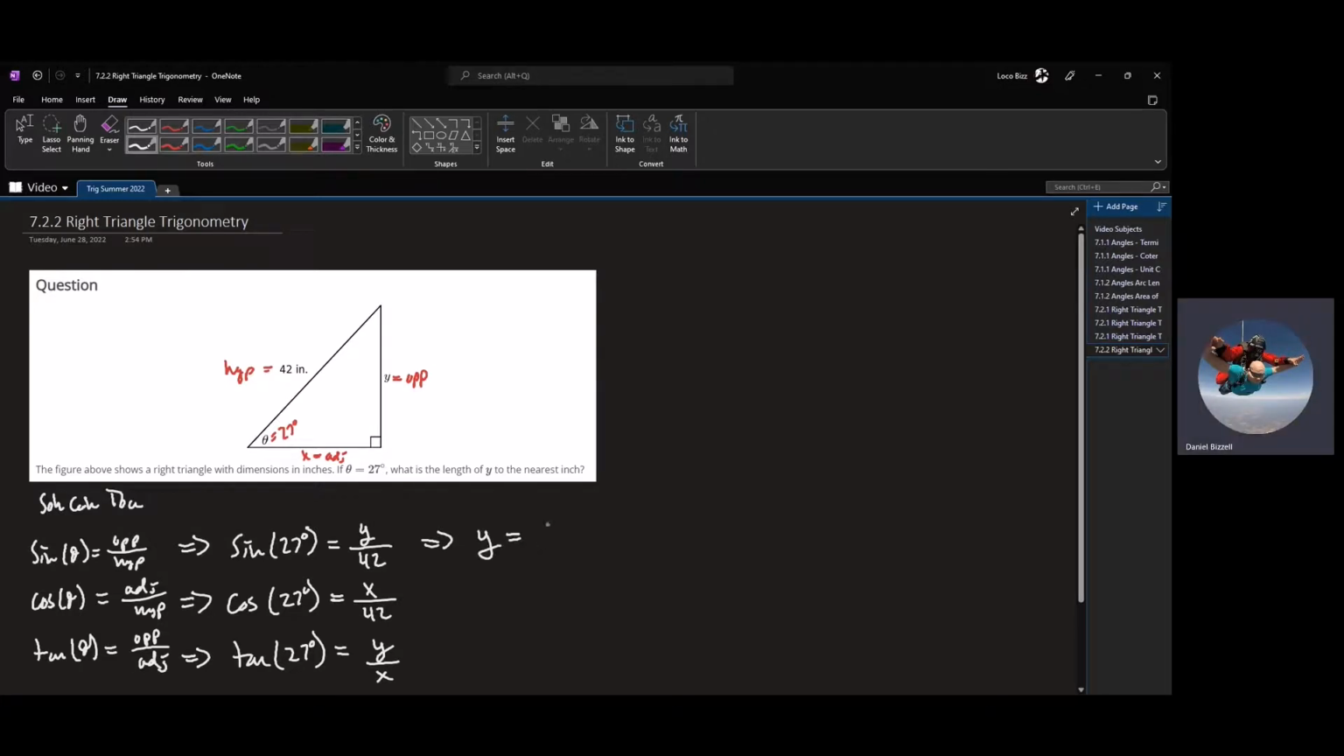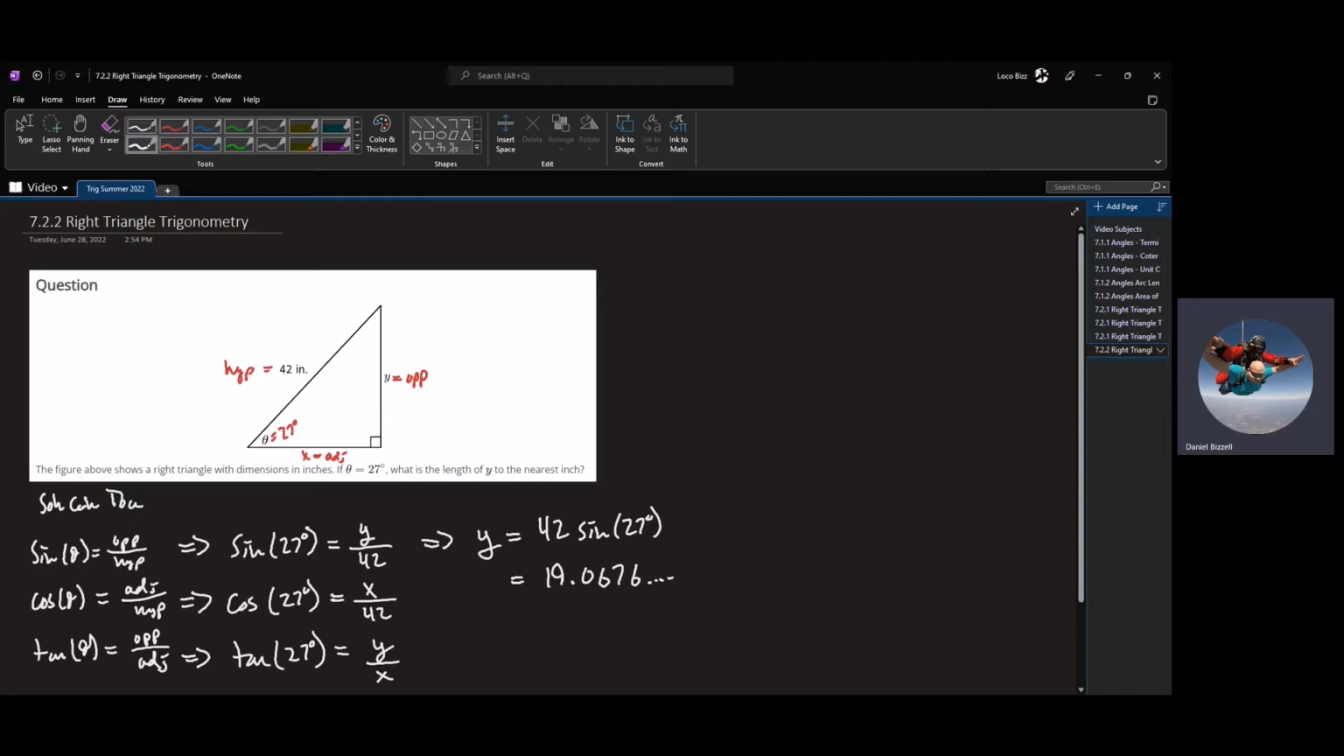So continuing this, we would multiply by 42 on both sides of the equation to get y by itself. We get y is equal to 42 sine 27 degrees. From this, we get a decimal approximation, 19.0676, and it continues a little further.